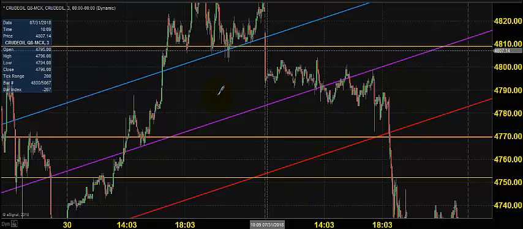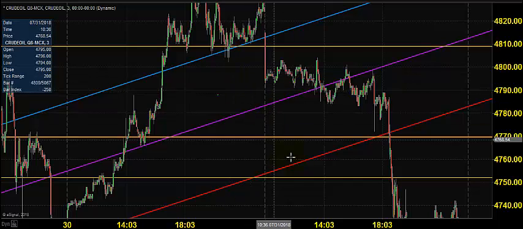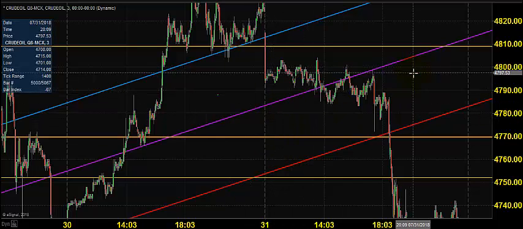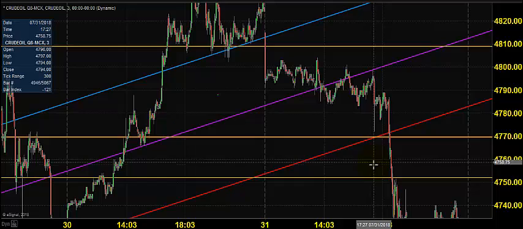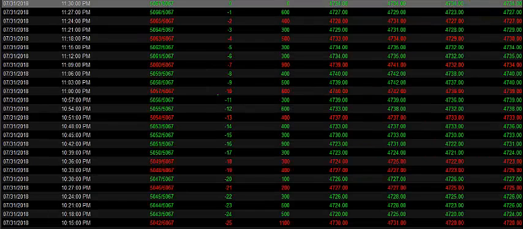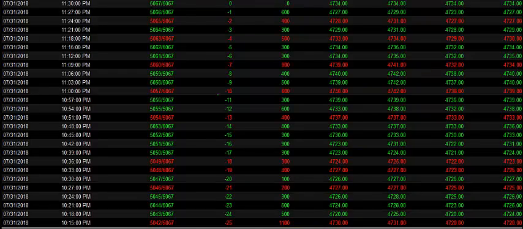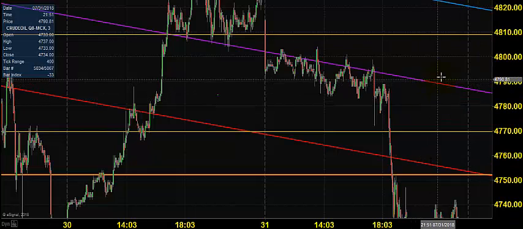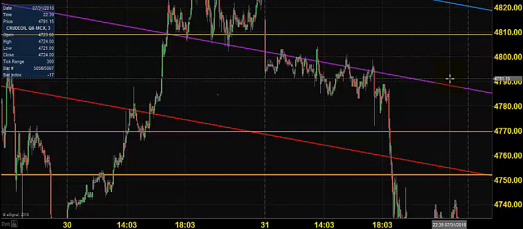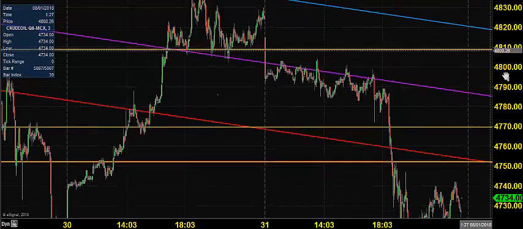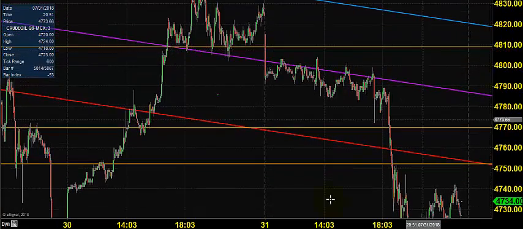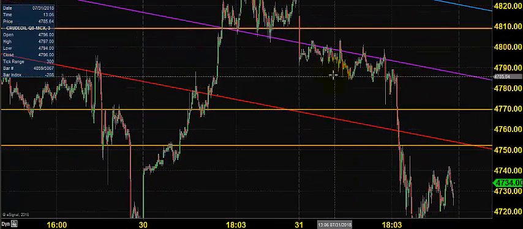So now let's go for the second trend channel, whatever we had drawn. So this is the second trend channel we had drawn for yesterday's market, and now let's see. I'm going to decrease the scale a bit.